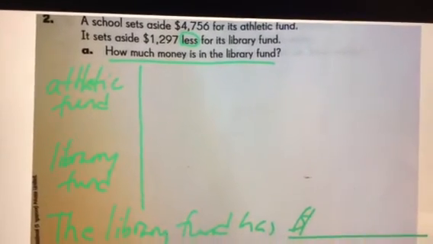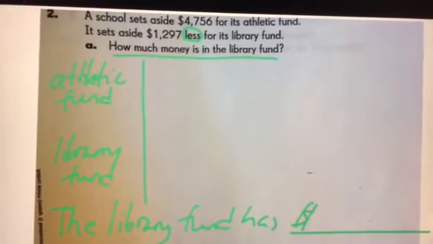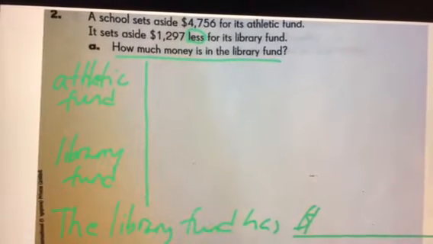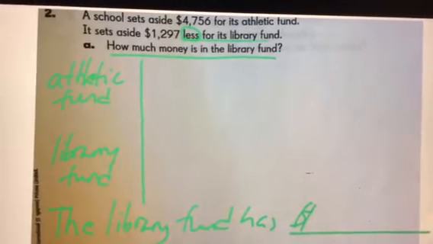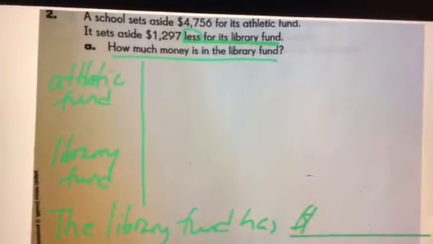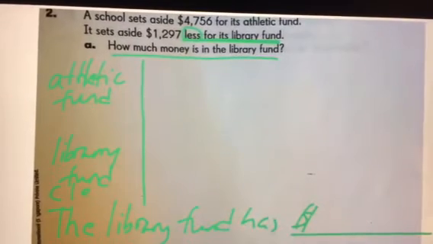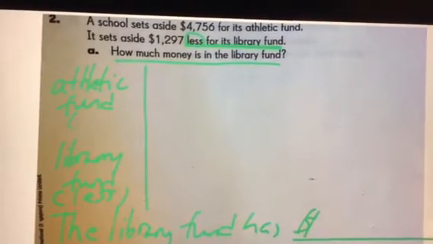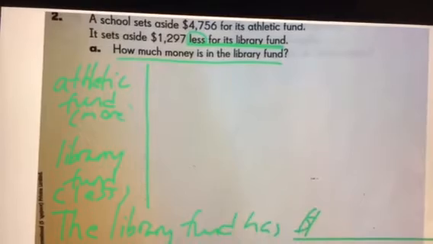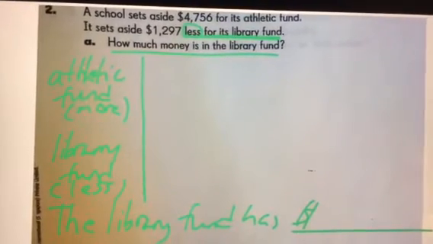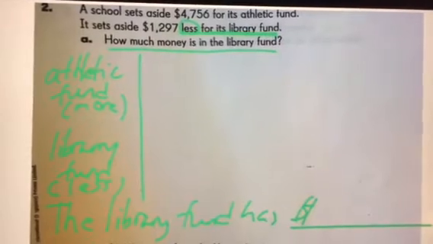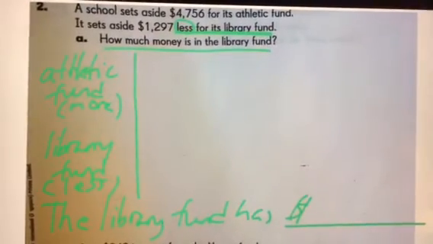Don't write like me. So we're comparing both of those. Who has less and which has more? Well, it says that the library fund has less. So I'm going to write that here. So the athletic fund has more. Okay, so let's go ahead and do steps 5 and 6.